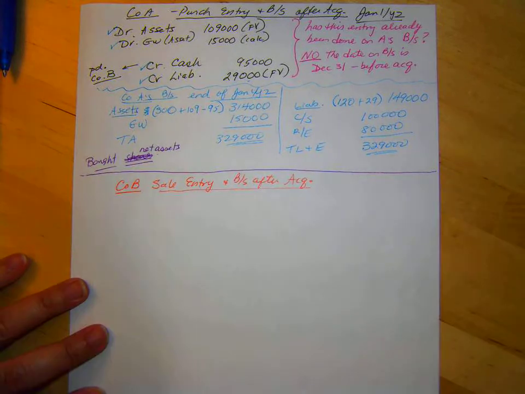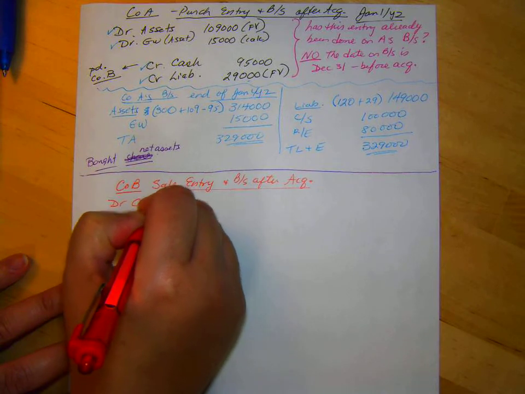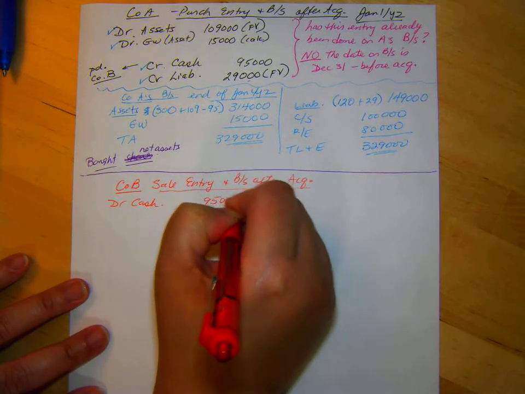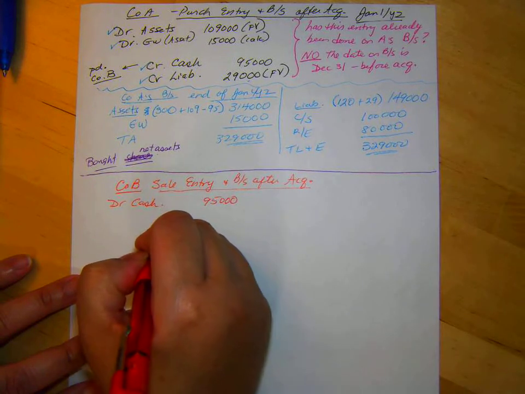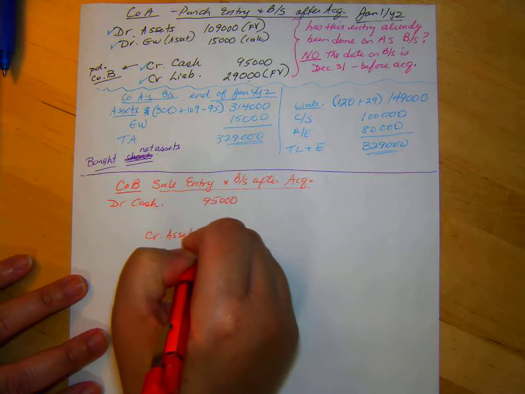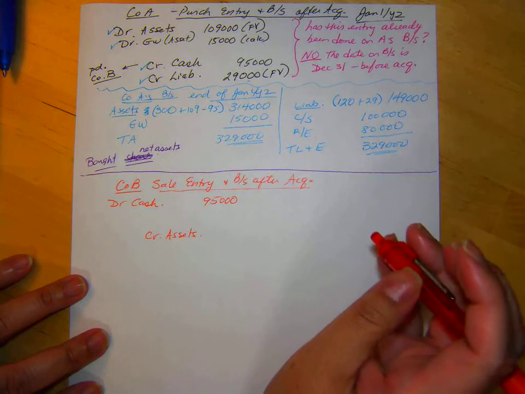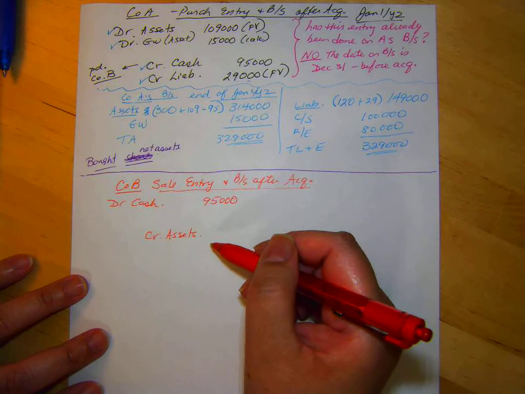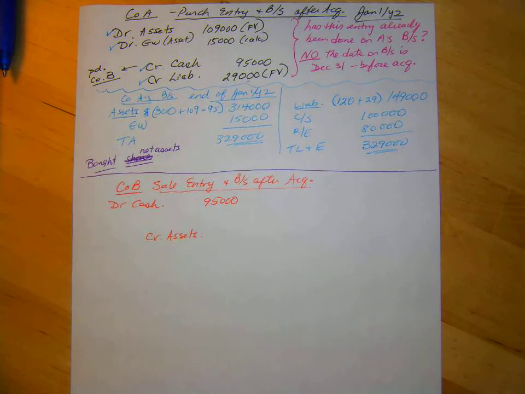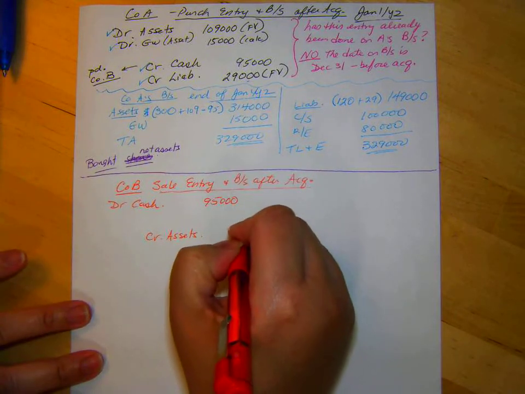Okay, so Company B. What did Company B get? Well, they got cash, right? And we know it was 95,000. Now, what did they give away? Well, they gave away their assets. Now, should I be using book value or fair value here? When I sell something of mine, not inventory, I'm talking in general, a regular asset, what do I take it off my books at? Book value. So we've got to use 88,000.